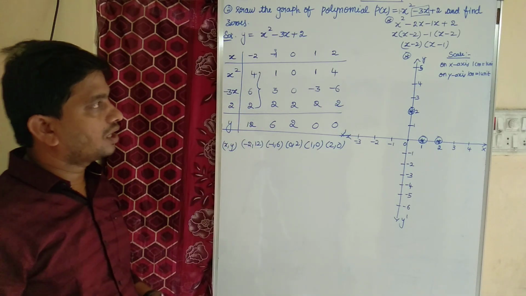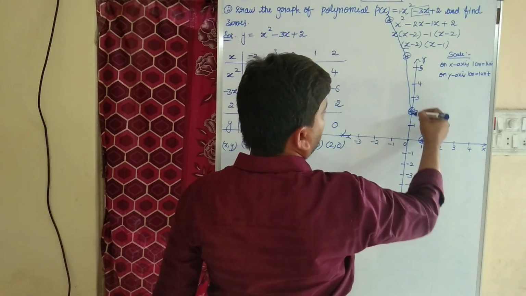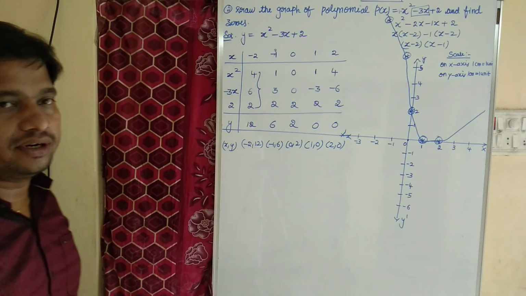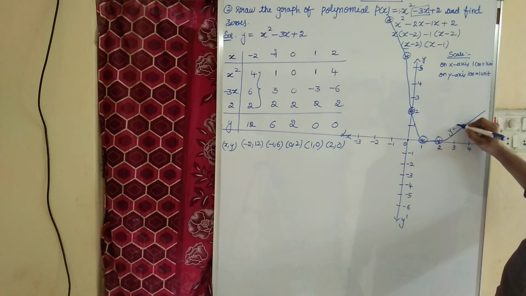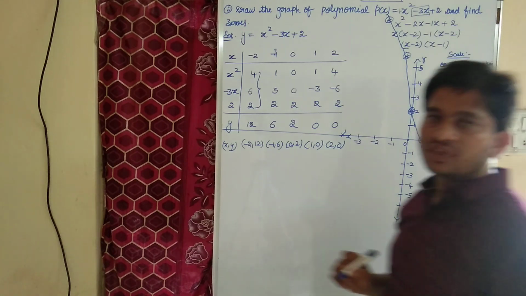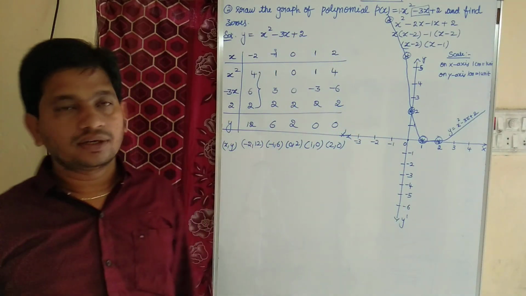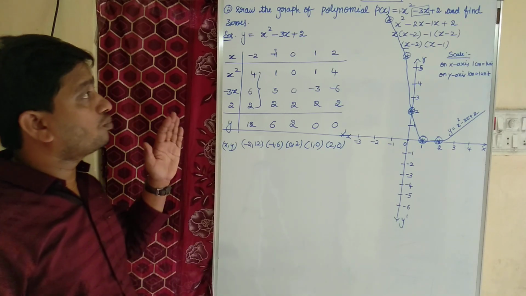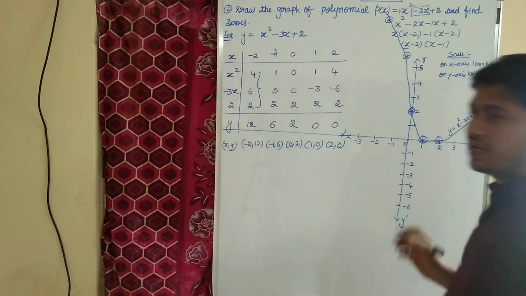Right? Now let us join these points. Right? So this is our graph of the polynomial y equal to x square minus 3x plus 2. This is the graph of the polynomial x square minus 3x plus 2. Right? If you do this, you will easily get 8 marks. This is one of the most important 8 mark questions. So everything you have to write.